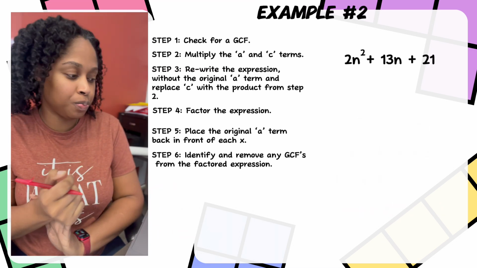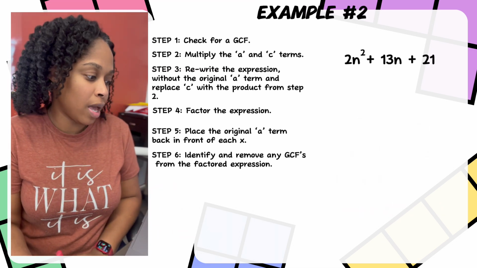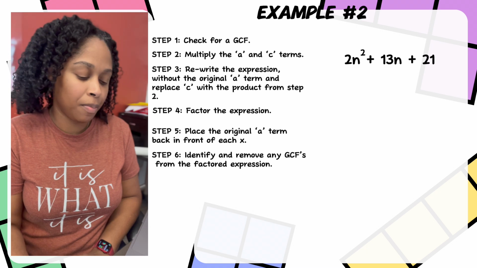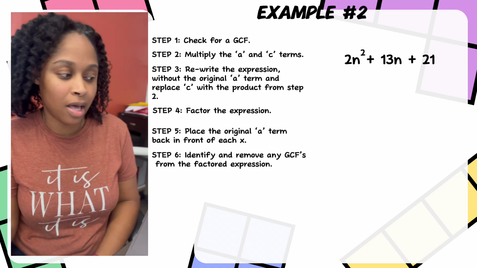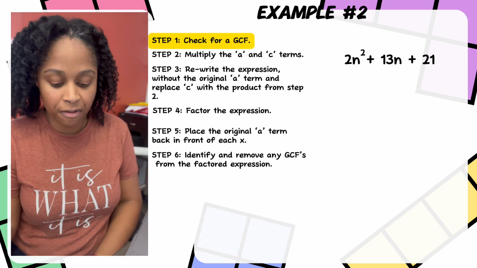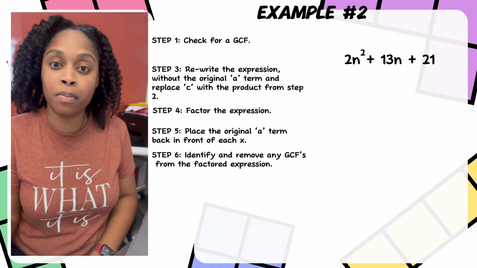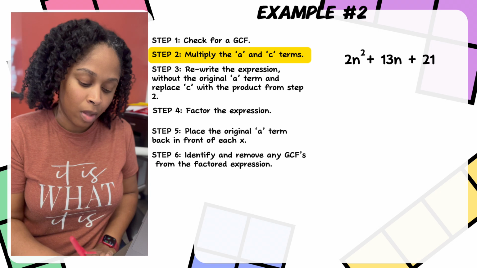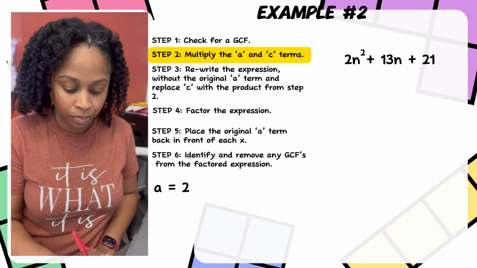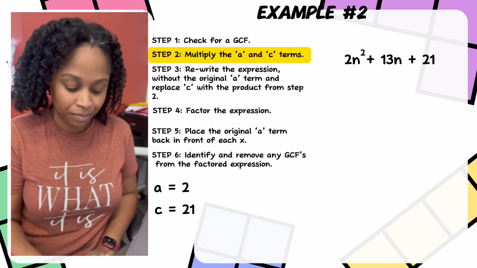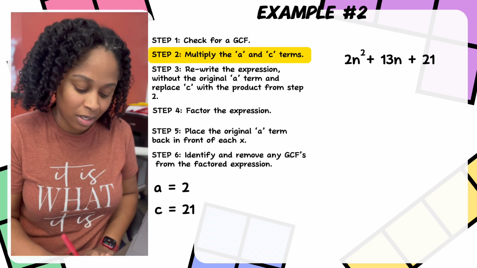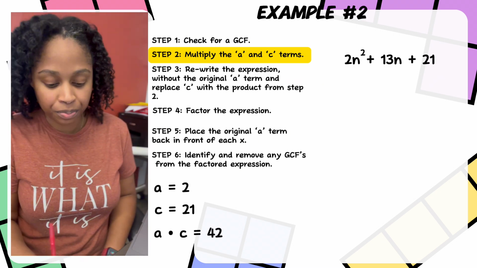So question 2, we have 2n squared plus 13n plus 21. We're following these steps. Step 1, check for a GCF. There is no GCF for this problem. All right, step 2, we want to multiply the A and the C terms. My A term is 2. My C term is 21. And I'm multiplying A times C, and that's going to get me 42.